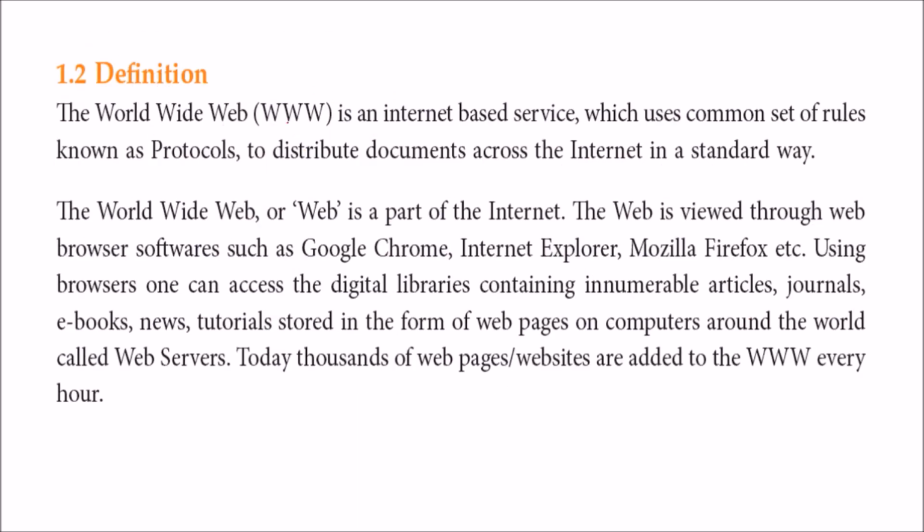So the World Wide Web is actually an internet-based service which has some rules or protocols in the background, just to distribute documents and other media across the internet. This WWW, which we can call just the web, is actually a part of the internet. There are so many things on the internet. The web is viewed through an application program known as the browser. It can be Google Chrome, Internet Explorer, Mozilla Firefox.